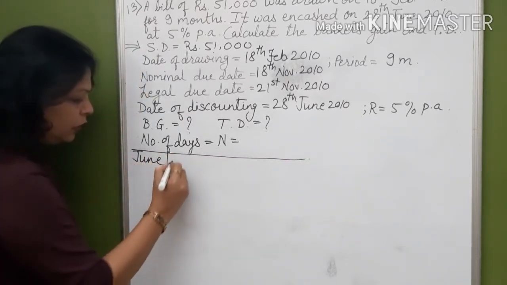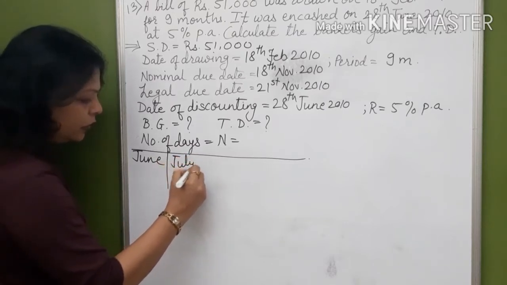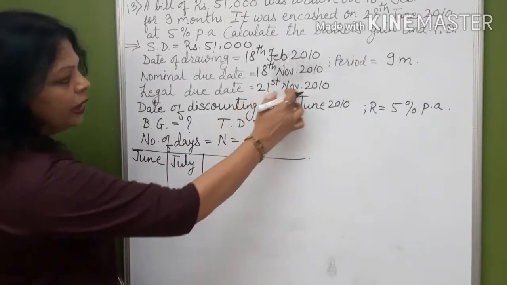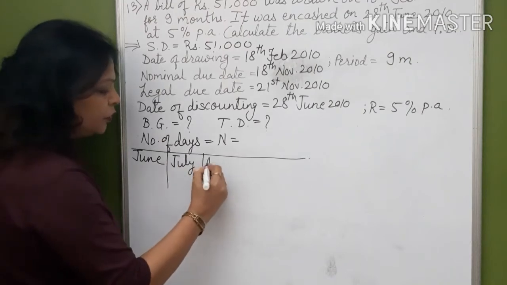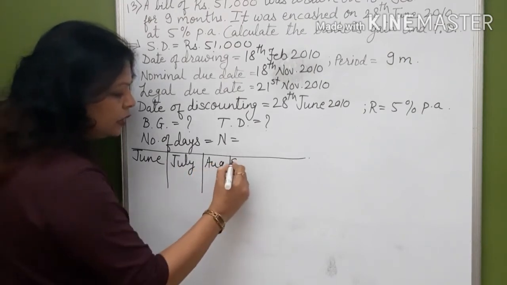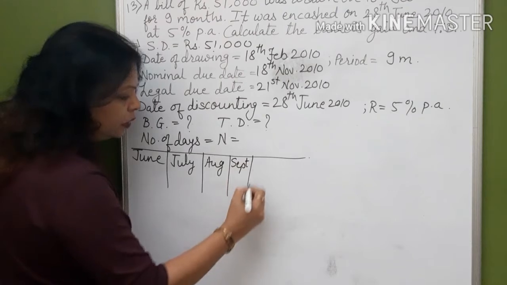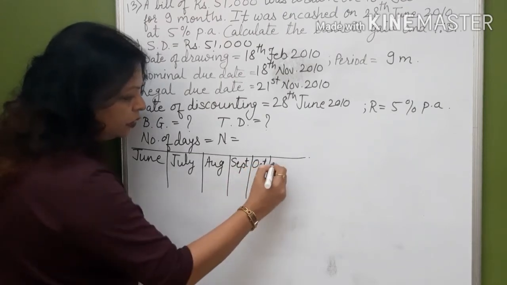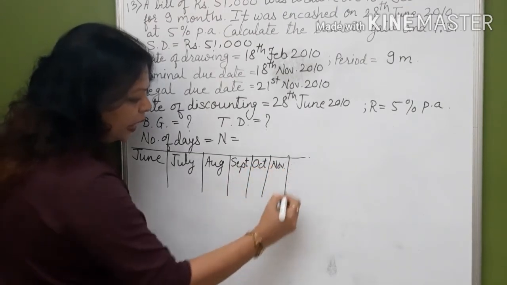June, July, till where we have to go? Till 21st November. So August, September, October, November and total.